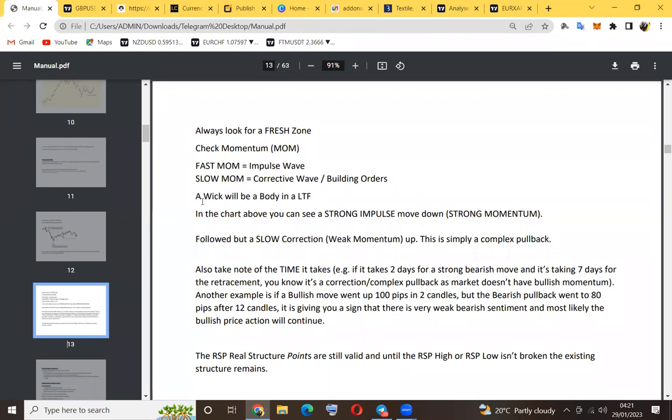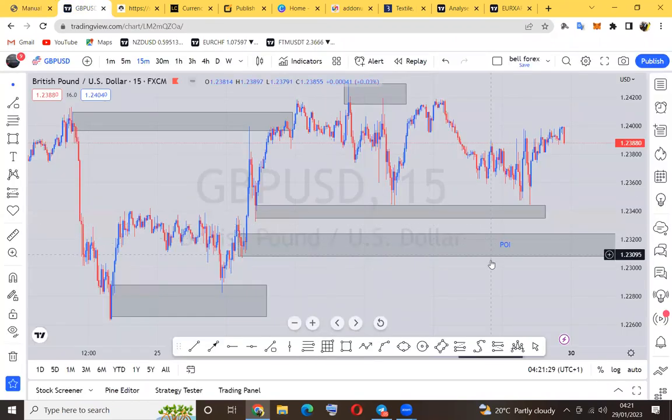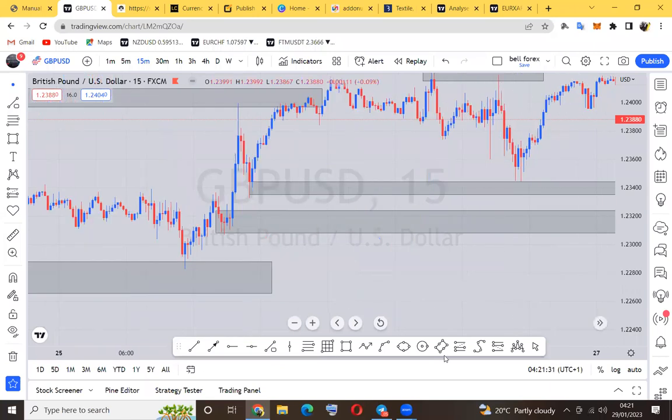Here it is stated that a wick will be a body in a smaller time frame. So once, for example, you see this liquidity wick here, if you switch maybe to the 1 minute, you can just see that it's a candle, and you may not identify what happened here. You may just see a 1 minute candle that sold rapidly, or a 5 minute candle that sold rapidly, but the price action may not really be expressed. So that's why you need to use different time frames when you are doing your studies when it comes to this.